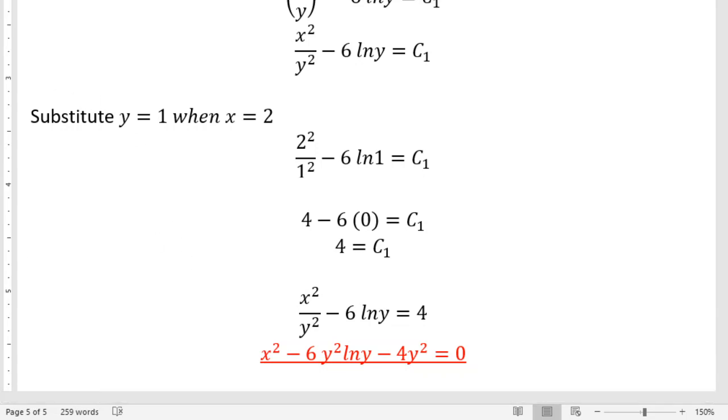Now, that's the last part of homogeneous. So if you have questions, you can ask me through the GC. So hope you understand homogeneous differential equation, and good luck to your exam.